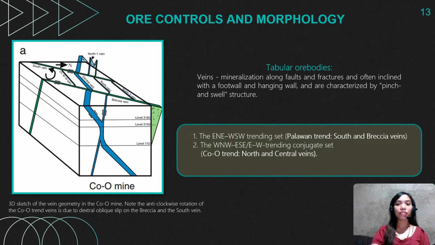Identification of the mineral assemblages and textures found has been demonstrated in the Ku'o, which is characterized by structurally controlled early-stage hydrothermal breccias and main-stage epithermal quartz veins. The deposit is characterized by tabular ore bodies with vein mineralization along faults and fractures, often inclined with a footwall and hanging wall, and is characterized by pinch and swell structure. Based on the orientation of the Ku'o mine, two different vein sets are distinguished. First is the east-northeast to west-southwest trending set, and second is the west-northwest to east-southeast or east-to-west trending conjugate set.